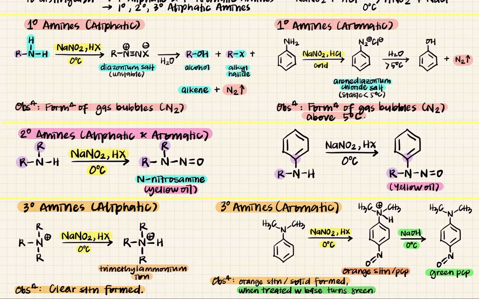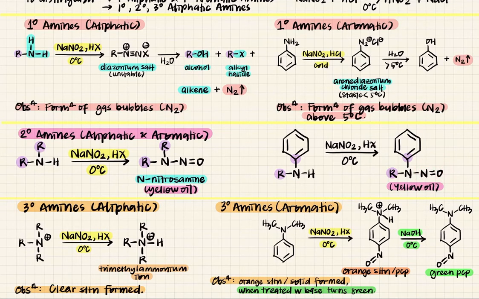So the observation for secondary amine here will be yellow oil. Even for aromatic secondary amines pun kan, macam ni aromatic kan? Asal dia secondary amine, treat it with nitrous acid, you will get yellow oil as well. This is also N-nitrosamine, N double bond O.